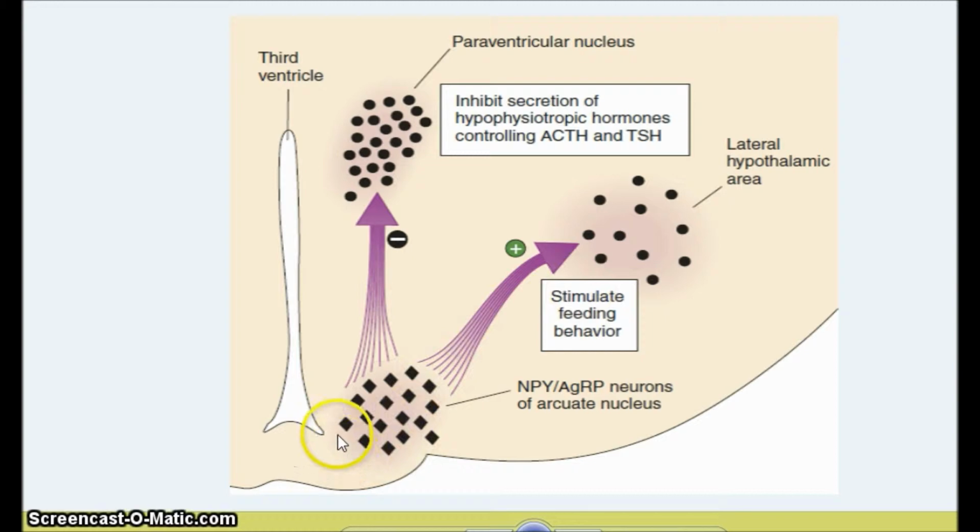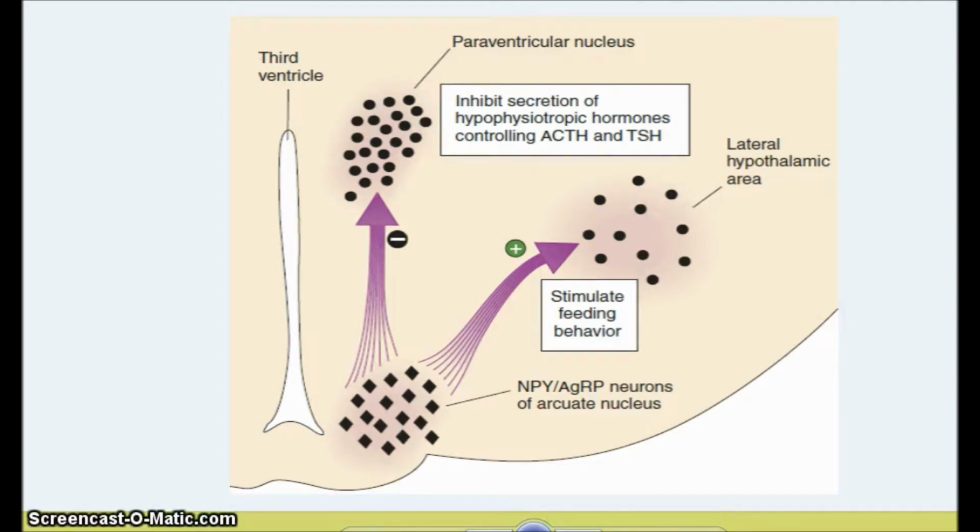The neuropeptide Y neurons and the AGRP neurons that synapse in the paraventricular nucleus will inhibit the paraventricular nucleus. So the paraventricular nucleus won't secrete things like adrenocorticotropic hormone, which is a hormone that stimulates the stress response. So the stress response is inhibited in the case of elevated ghrelin levels when you haven't eaten in a while.